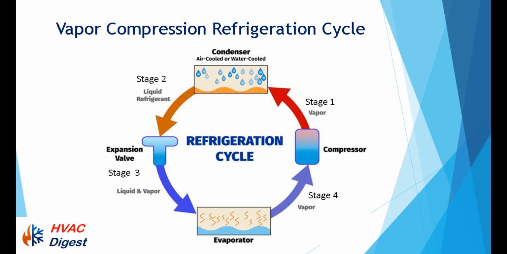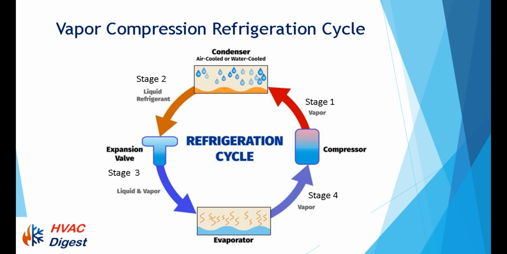Stage 1. Compressor pulls the vapor refrigerant from the evaporator and compresses it. During this process the volume of the vapor refrigerant gets reduced with the generation of heat. As a result, low-pressure vapor turns into high-pressure vapor with increased temperature.